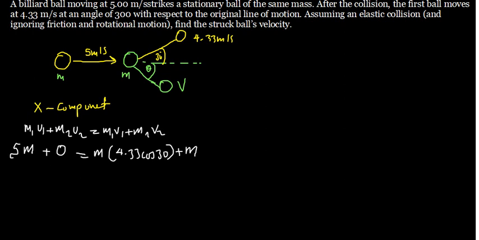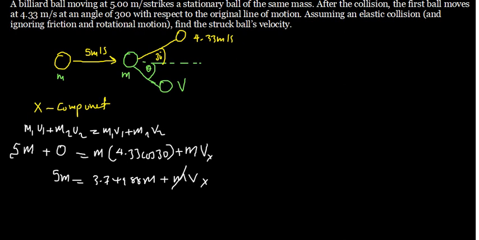Now v2 I don't know, so let me just say vx, because this is velocity in the x that we are talking about, the x component of the velocity for 2. So that gives us 5m being equal to 4.33 cos 30, and that is going to be 3.74988 m, and then plus mvx.